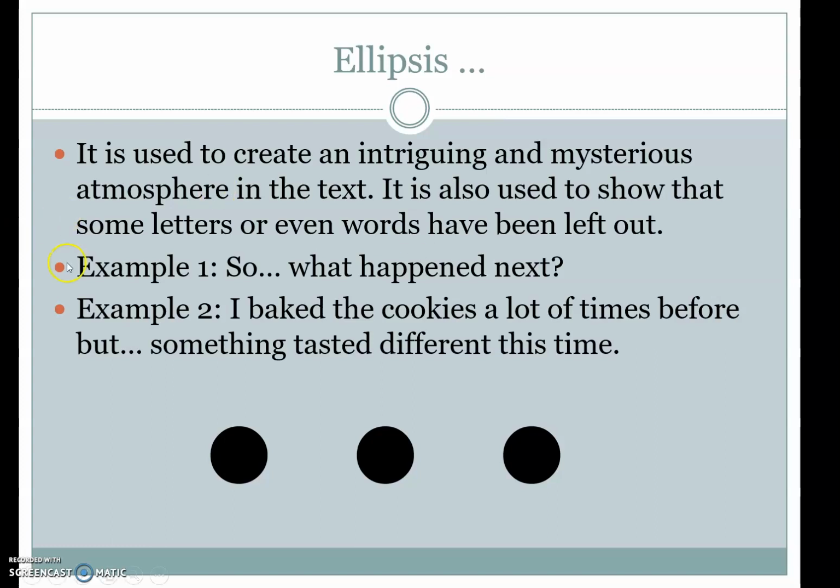Great. Example 2. I baked the cookies a lot of times before, but, ... something tasted different this time. Maybe I swapped my sugar with salt. That would be very bad. Okay, so that is just to show when some words have been left out.